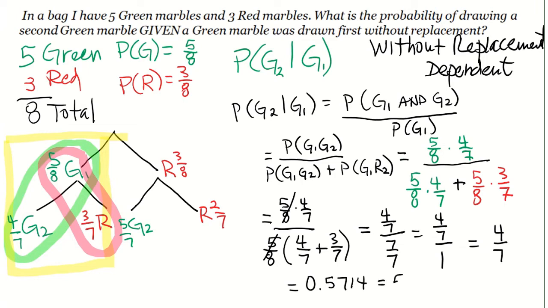which is what we got previously, and then we saw that simplifies to 0.5714, which is 57.14%. So we got the same answer that we did before, that our probability of drawing a green marble on our second try, when I was given a green on the first, when we used the formula.